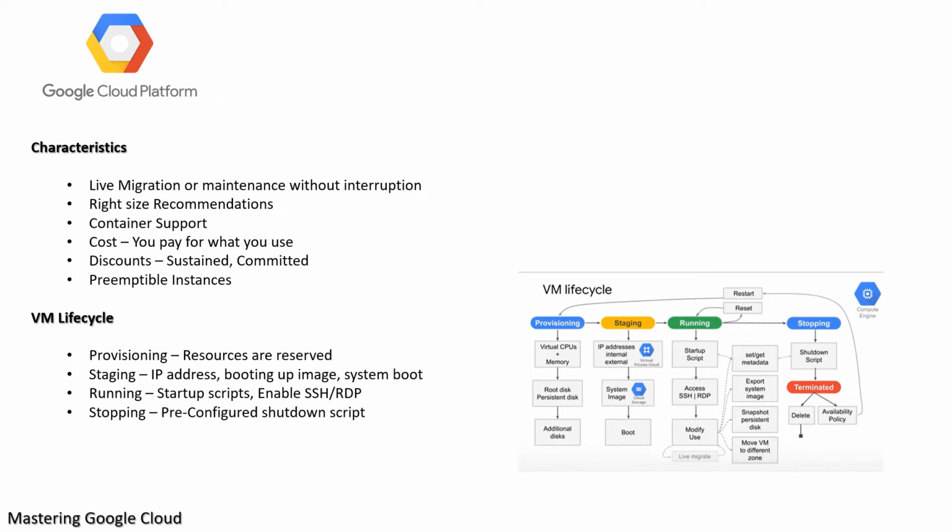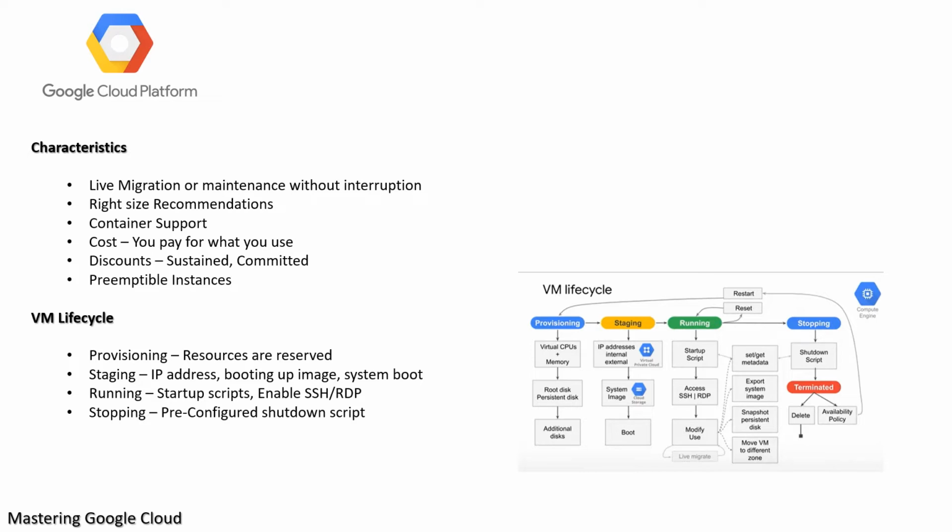Let's discuss some characteristics of virtual machines. A virtual machine does live migration or maintenance without interruption, which means you can move the machine and do the migration or maintenance of an application without stopping your applications. It also gives right-size recommendations, which means it will suggest whether you are using the right size of machine. If you need a smaller size, it will make a recommendation and you can take it and save some cost.